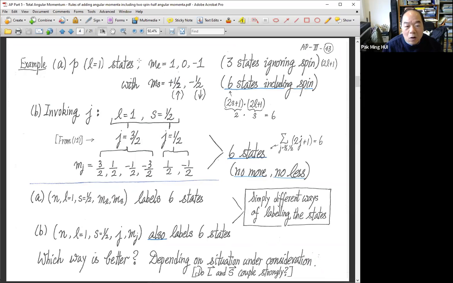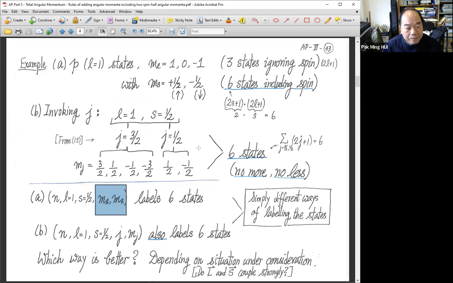Okay? So let me summarize. If I use the ordinary L and S description, I have 6 states. All right? So this is this description. L is 1, S is half. Now I can play with these two indices, these two numbers, and there are 6 combinations: 1 up, 1 down, 0 up, 0 down, minus 1 up, minus 1 down. Follow me? Okay? 6 is the number.